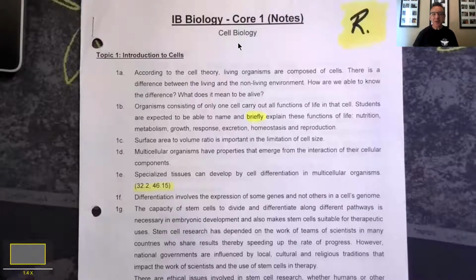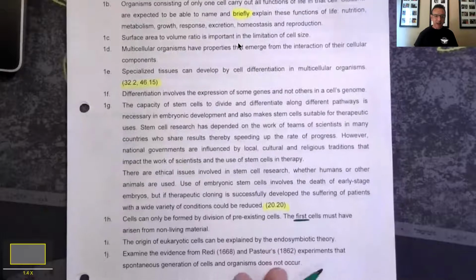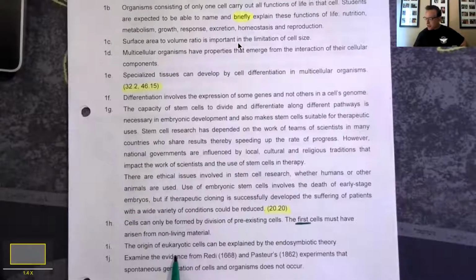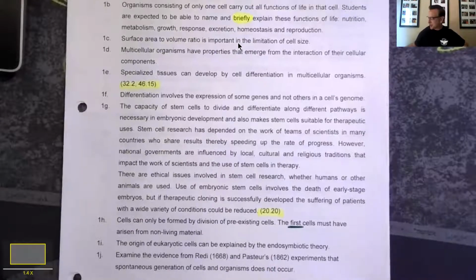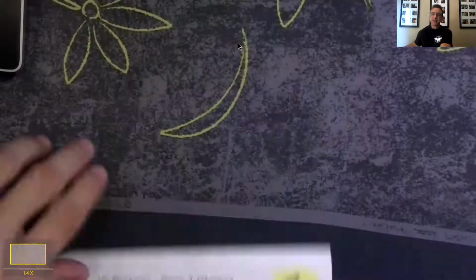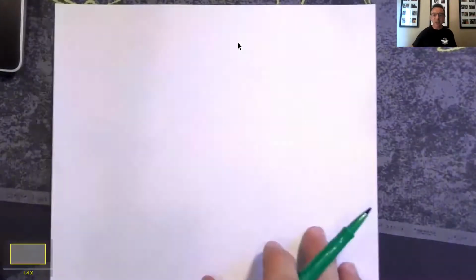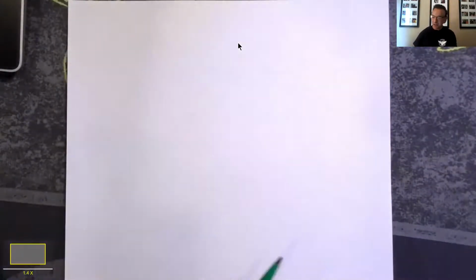Hello, everyone. We need to dig into question 1I, topic 1, the endosymbiotic theory. So let's see what we have here. It says 1I, the origin of eukaryotic cells can be explained by the endosymbiotic theory. It's a ton of vocabulary. So first things first, let's figure out what they're talking about when they say prokaryote and eukaryote.